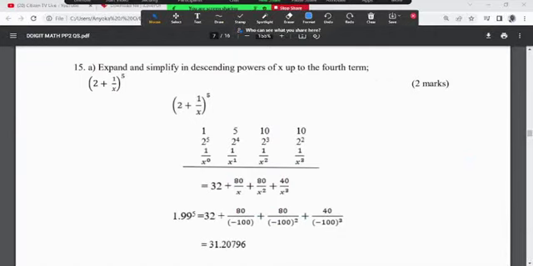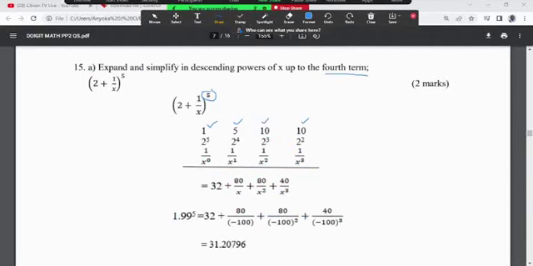Expand and simplify in descending order, descending powers of x up to the fourth term. We want to expand. When we do expansion without coefficients, the coefficients of power 5, we can get them from the mathematical table, are 1, 5, 10, 10. Because we are told up to the fourth term, we stop there. 1, 2, 3, 4.